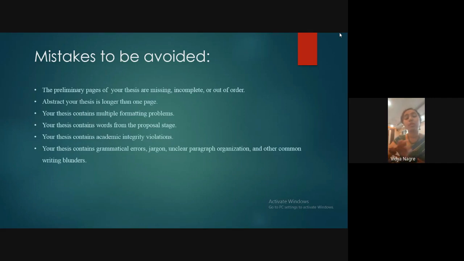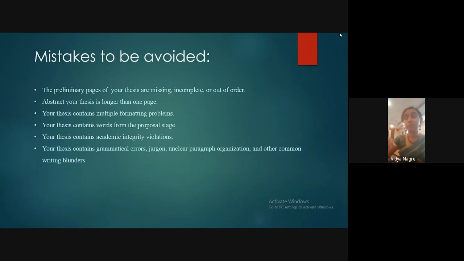Your abstract should not be long. If you are writing a thesis, it hardly goes beyond a page, or if it is a research paper, it should be around 150 words. Or else, please go through the guidelines in detail, as they have given the word limits there. Then always remember to format your thesis in a proper way, according to the guidelines, and avoid using words from the proposal stage. For example, when we write a proposal, we write in future tense, but when we write a thesis, we write in past tense, because we have completed the study.